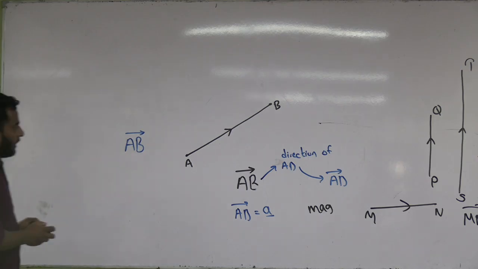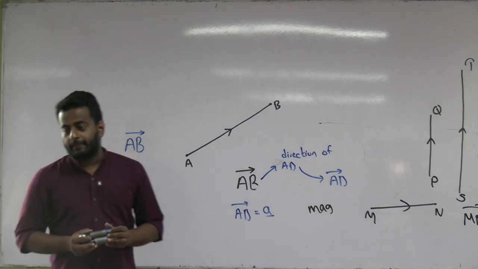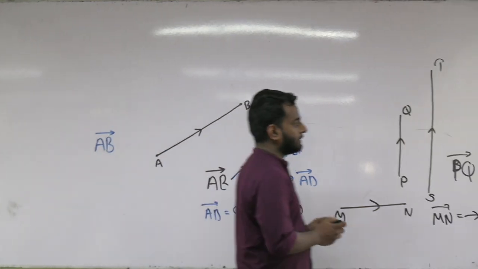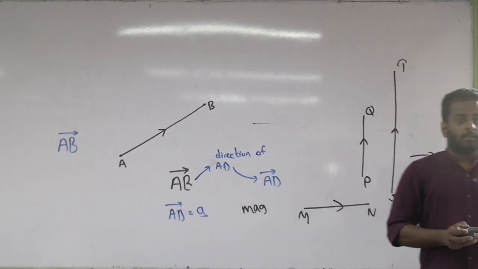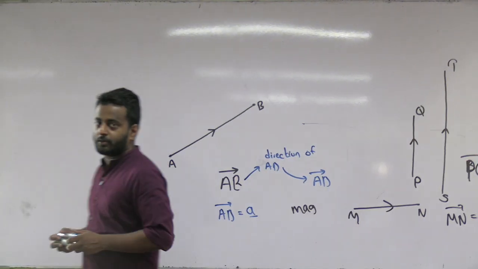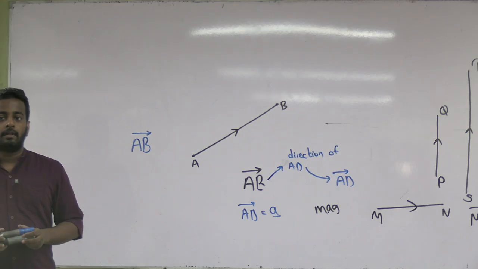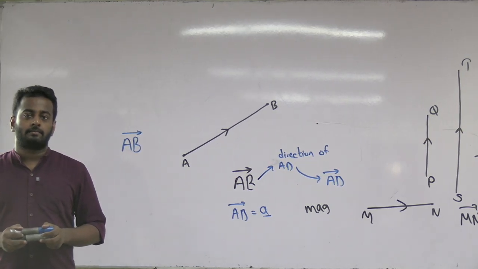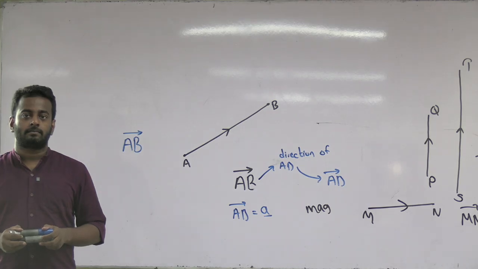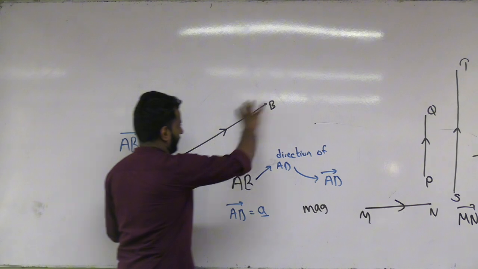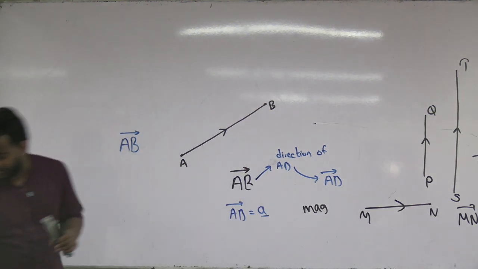Okay. And the next point: the length of the line AB represents the magnitude of the vector AB. Right. So this is the geometric representation, which means we drew a diagram and represented the vector.